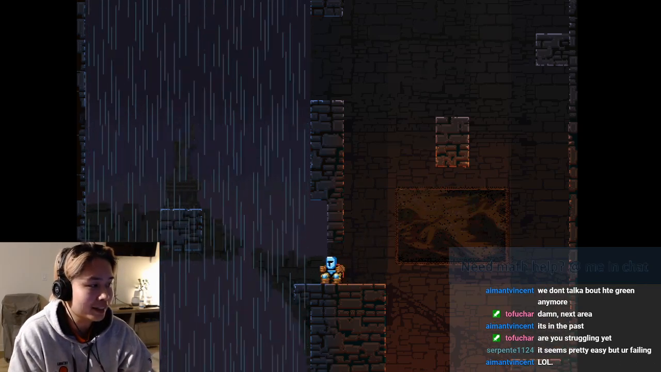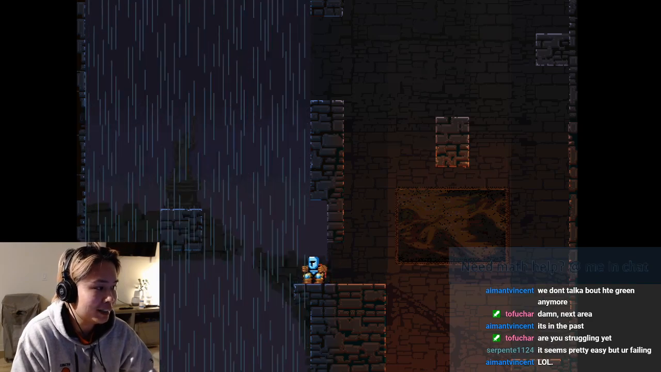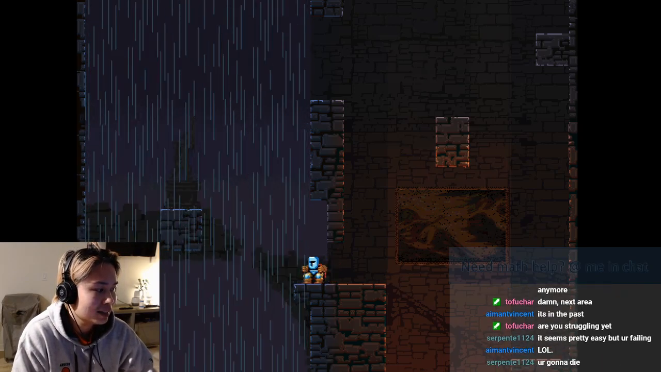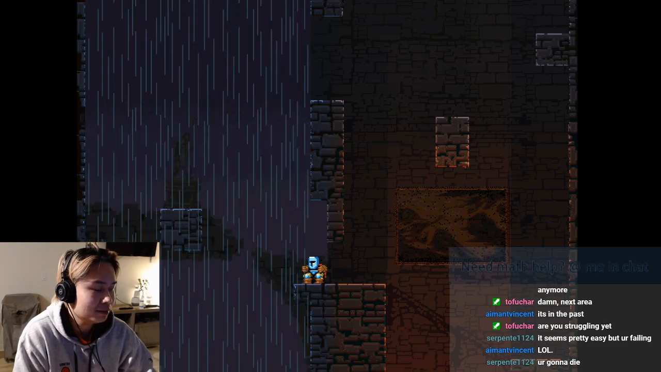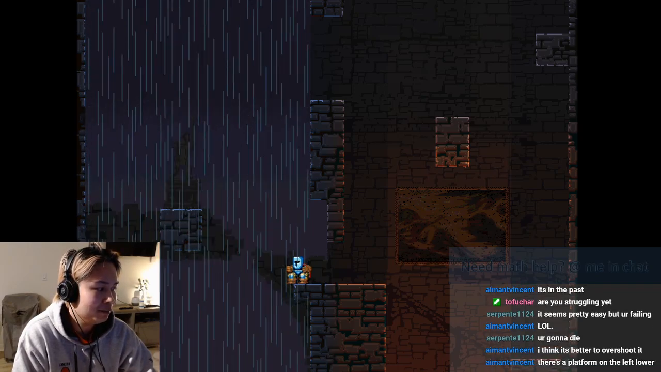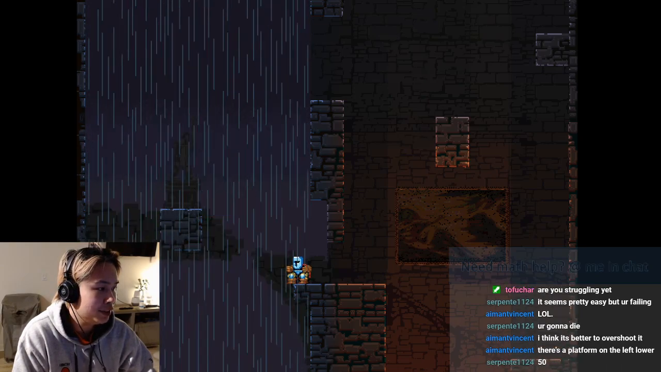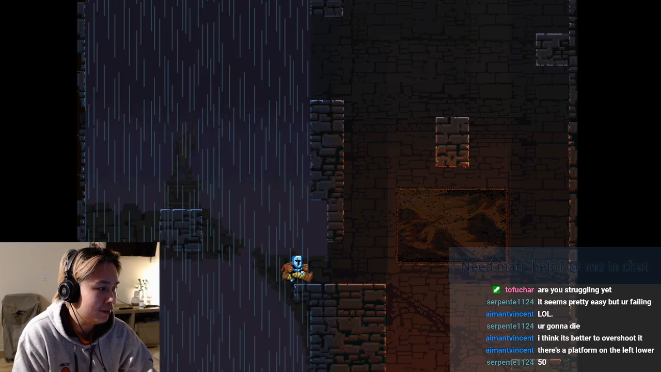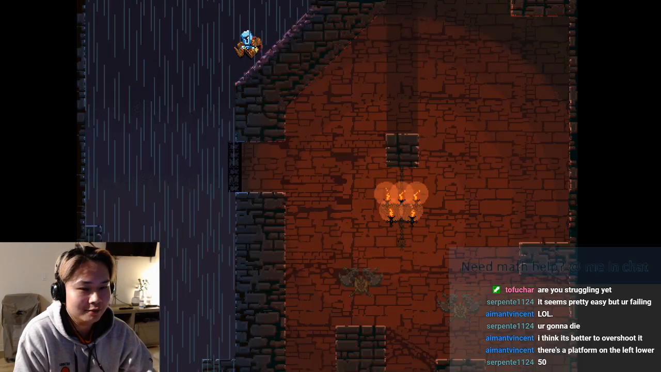You guys know that this leads to the sewers, right? So if I mess this up, I go all the way to the bottom of the sewers. Okay. How much of a jump is this? I need to know. I don't think this is 75. This is a 50, right? You think it's better to overshoot? This is definitely a 50, right? Okay. Oh god.